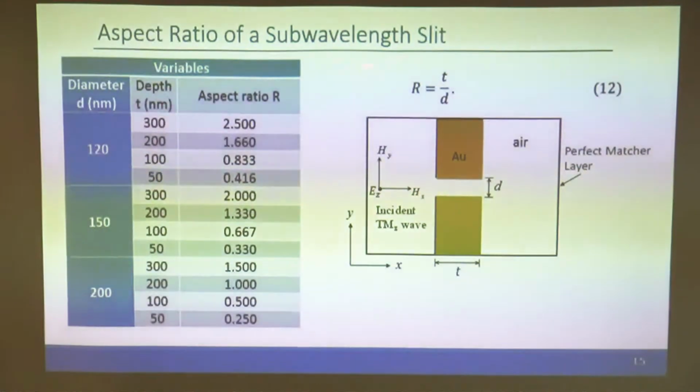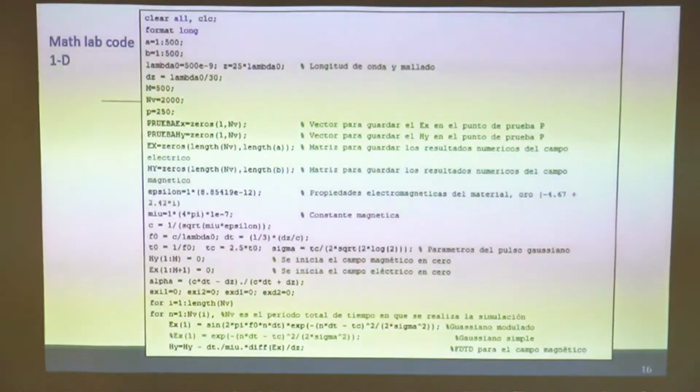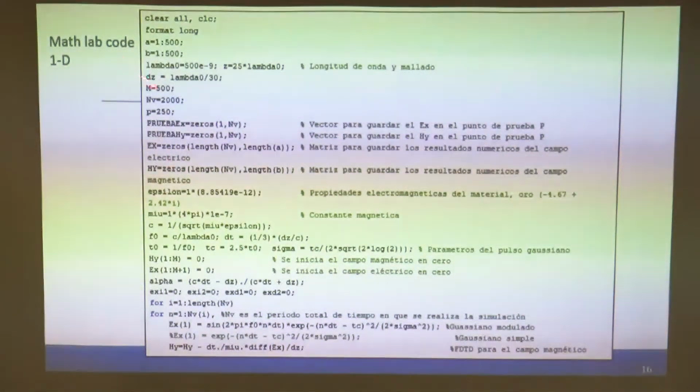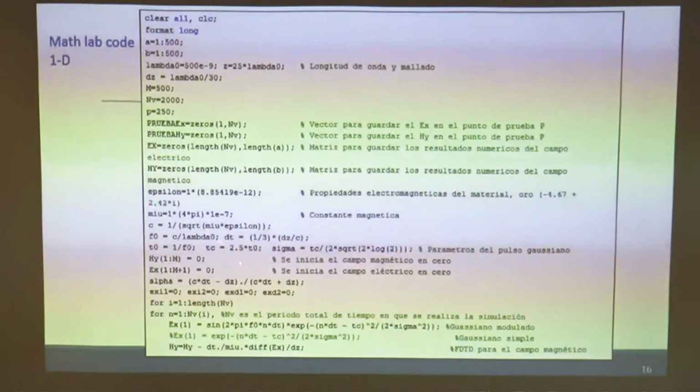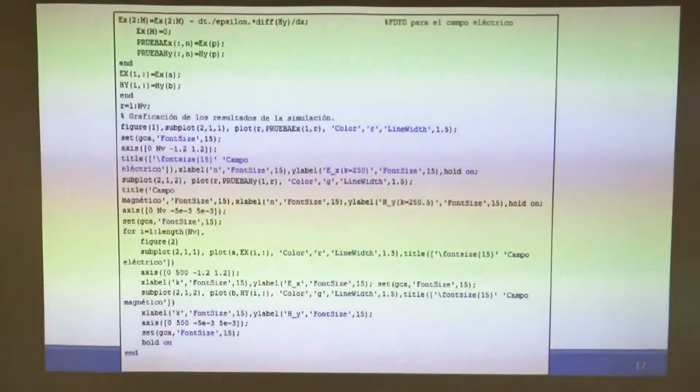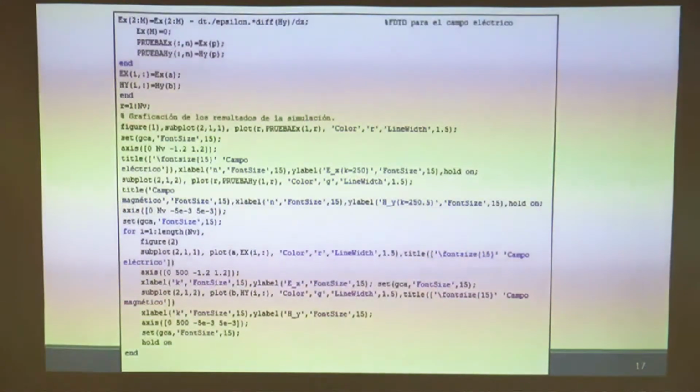And the aspect ratio that we're doing in the beginning of my talk, what I'm saying is this R, aspect ratio, that this is depth divided by diameter. So I have these 12 simulations that we present here. Actually, I show here the MATLAB code in 1D. So if somebody is interested, I can share.